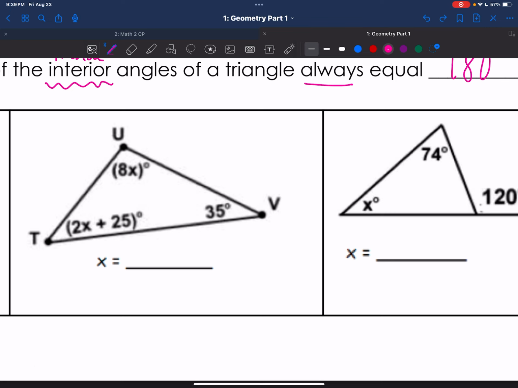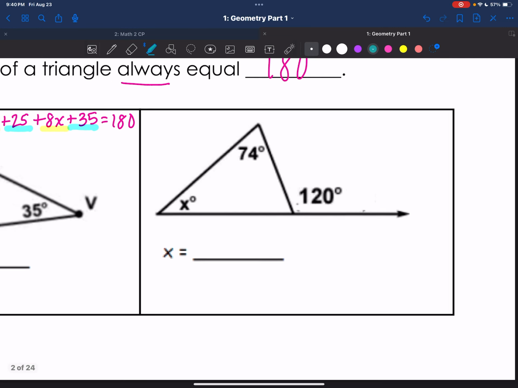You're going to add the three angles. So we're going to add 2x plus 25 plus 8x plus 35. And we said it's always 180. So you need to set it equal to 180. So you're going to go ahead and combine like terms, and then solve for x. Once you get x, that is your answer. So I set it up, you need to finish it.